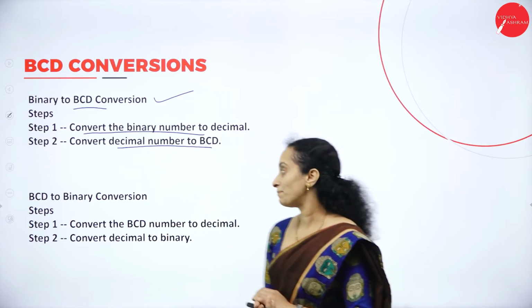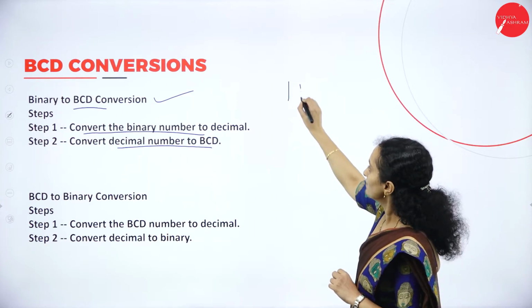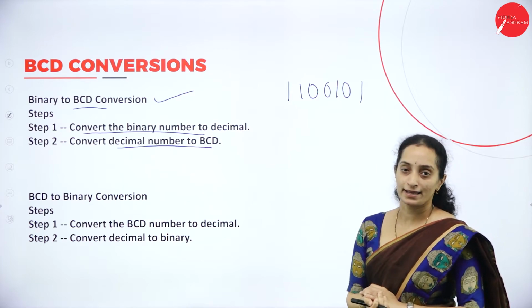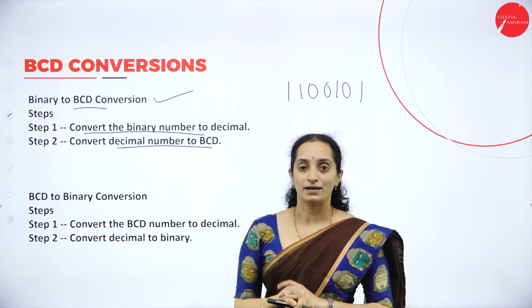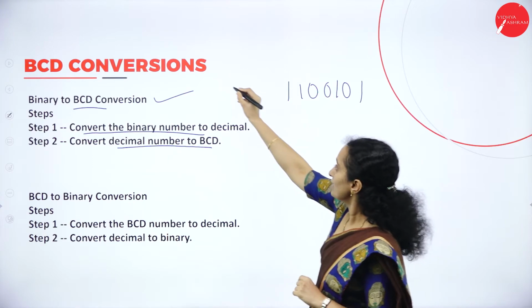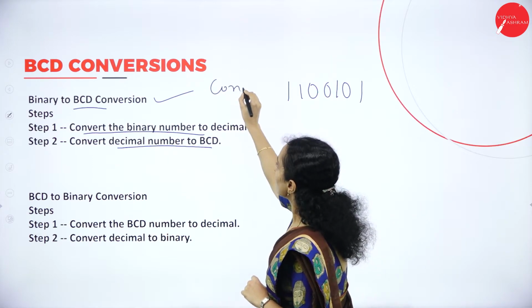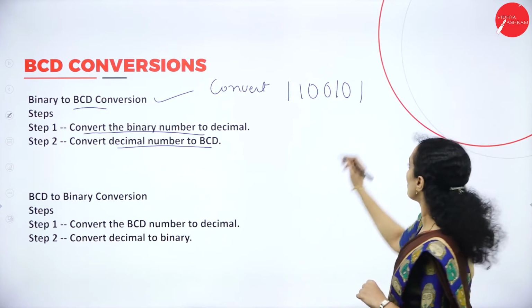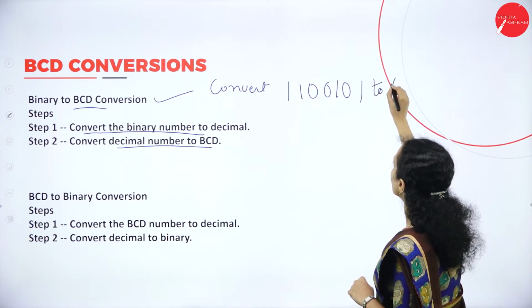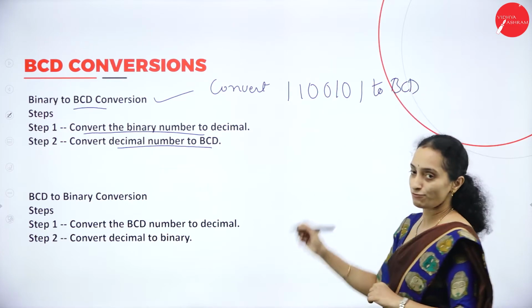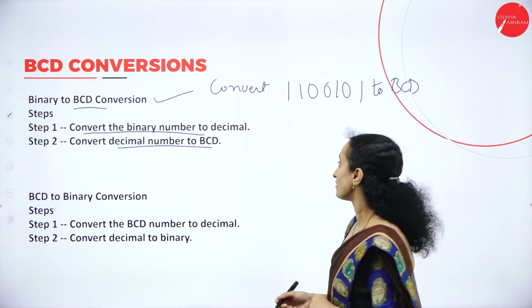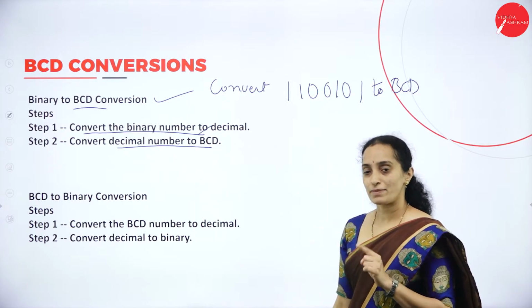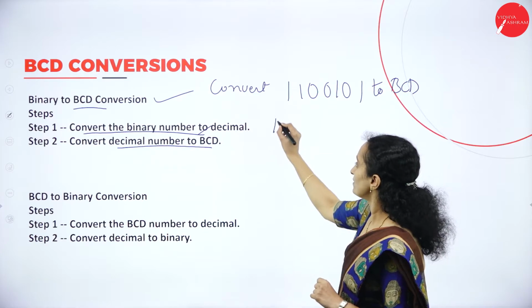If you take an example, okay, I'll take the value. Here is a binary number. This binary number must be converted to BCD. I'll have a question. Convert 11000101 to BCD. This is not in a BCD form, is it not? Now we have to convert this to BCD. The first step is converting the binary number to decimal. How do you convert this?